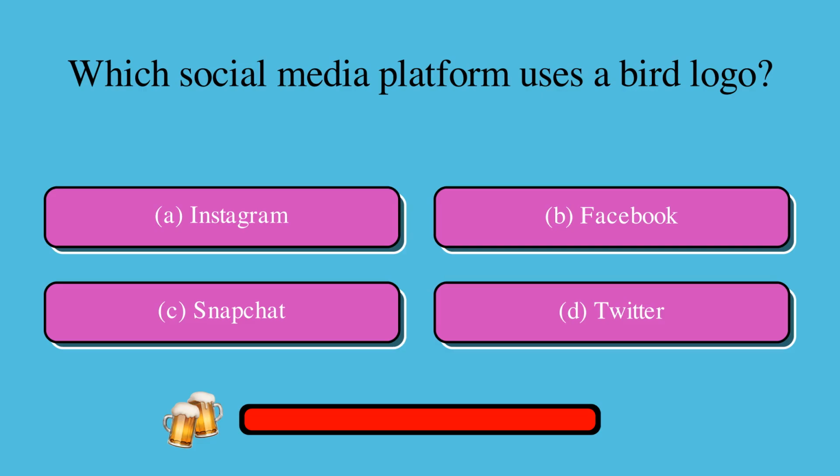Which social media platform uses a bird logo? Is it A, Instagram, B, Facebook, C, Snapchat, or D, Twitter? The correct answer is D, Twitter.